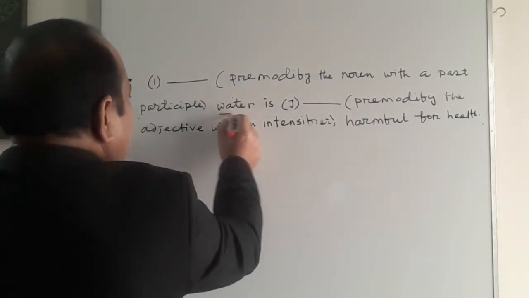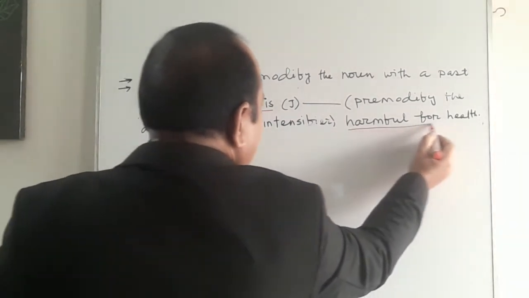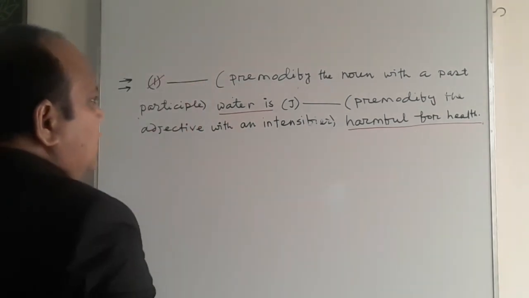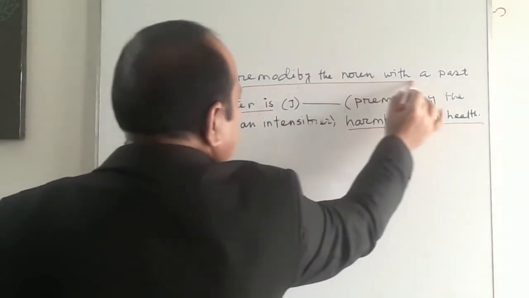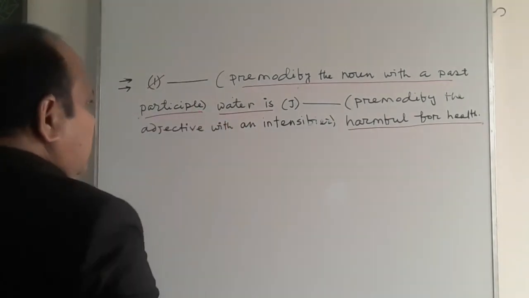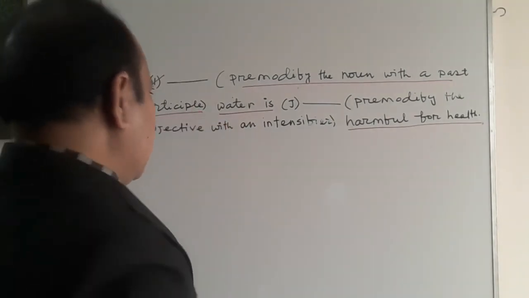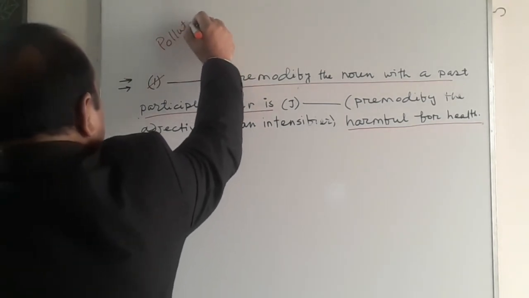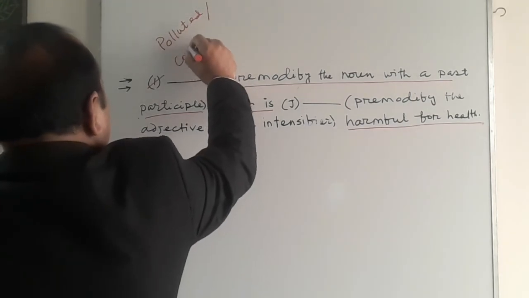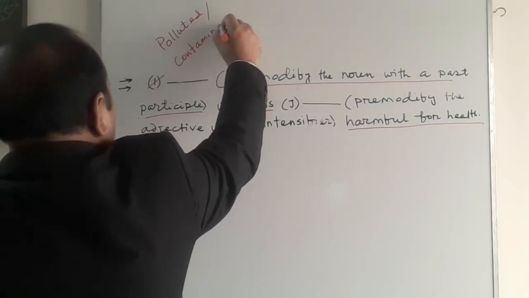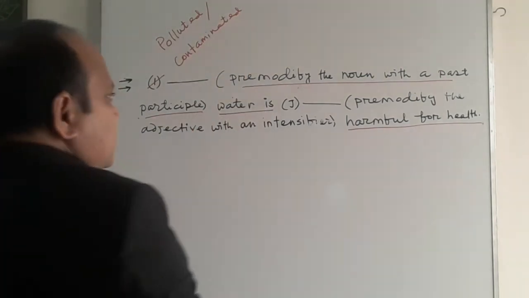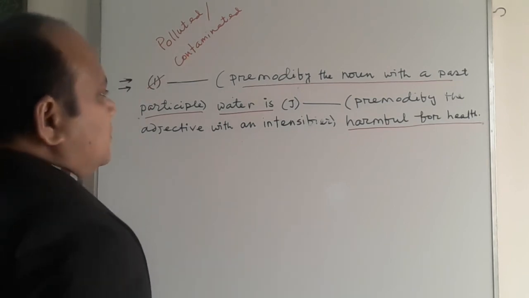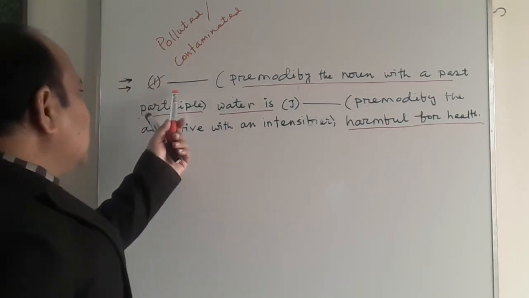Okay, dash water is dash harmful for health. Look at this. The first gap, that is gap number I, you are asked to pre-modify the noun with a past participle. So we have to use a past participle. Dash water, we can easily say polluted water, or we can say contaminated water. So this is the past participle of the verb. Polluted is the past participle form of pollute, and contaminated is the past participle form of contaminate. So we can easily detect the answer.